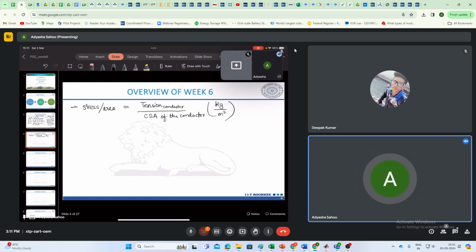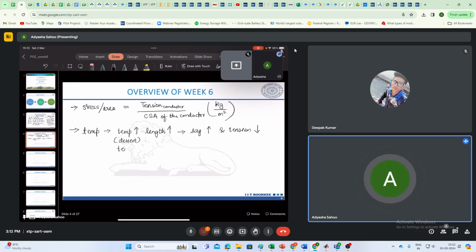Then the second thing was the effect of temperature. Whenever there is an increase in temperature, we know that the length of the conductor is going to increase, and as the length of the conductor increases, the sag is going to increase. And sag and tension are inversely proportional, so tension is going to decrease. This will happen in your desert.